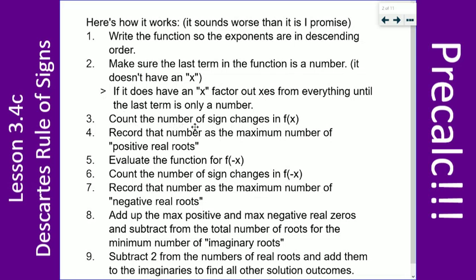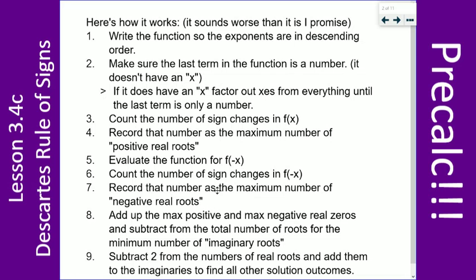Then we want to count the number of sign changes in our original function. So how many times does our sign change? Then we record that number as the maximum number of positive real roots. Okay, this will make more sense when we look at an example. Then we take negative x and plug that into our function, and we want to evaluate and see what new function we get. Once we get our new function, we want to count the number of sign changes in f of negative x. Then we're going to record that number as the maximum number of negative real roots.